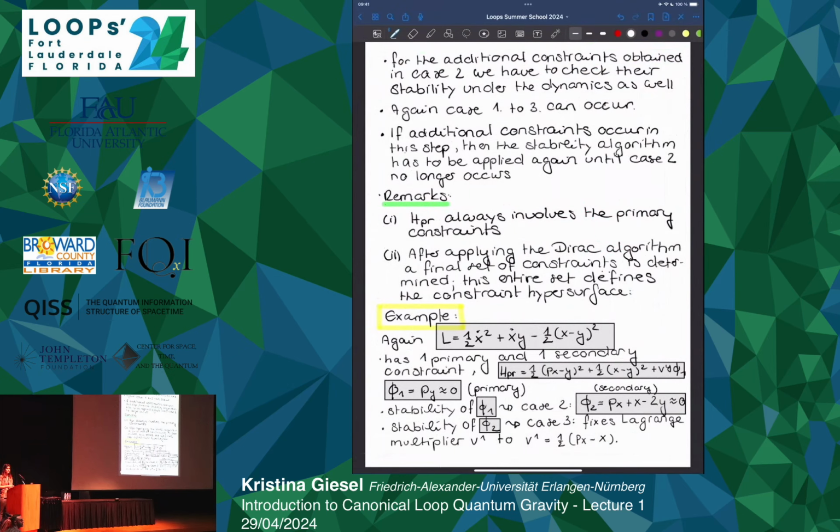Yeah, so my question is related to case 2. When we get additional constraints and they correspond to case 2, and then we have to check their stability, do we take their Poisson brackets with the primary Hamiltonian or the primary Hamiltonian plus the new constraints that we get? No, it's only the primary Hamiltonian in this case.